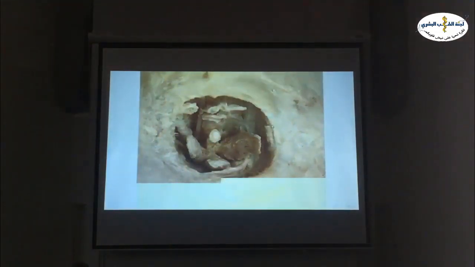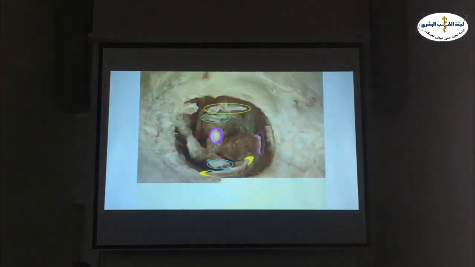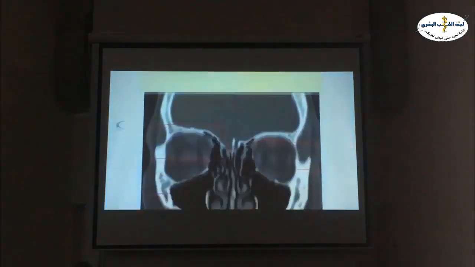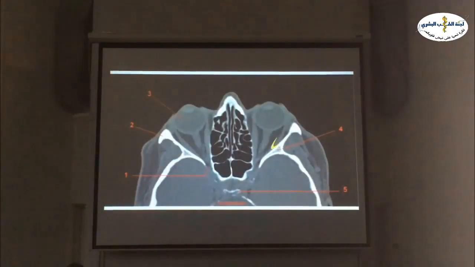If you take the eyeball out, this structure in the center is going to be the optic nerve. And you can see superior rectus, levator palpebrae, lateral rectus, inferior oblique, medial rectus, and superior oblique. A CT scan, coronal, you can see these. This is the optic nerve, and you can see these muscles. Lateral rectus, medial rectus.